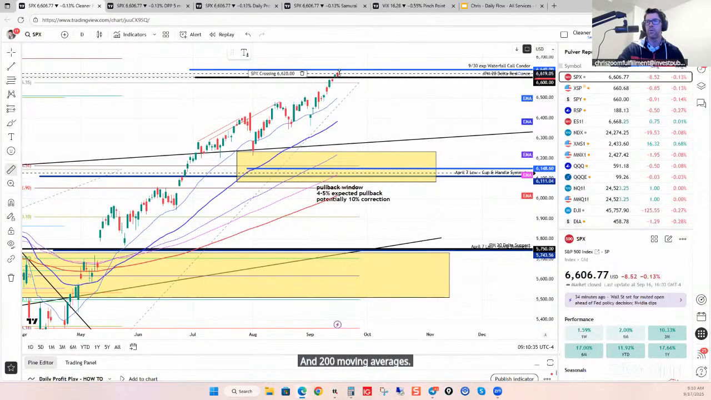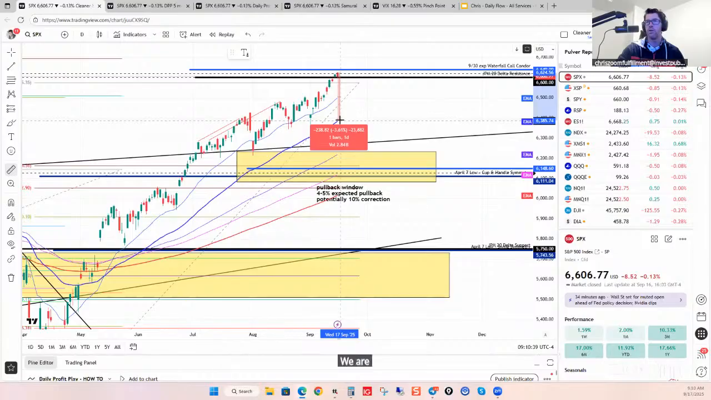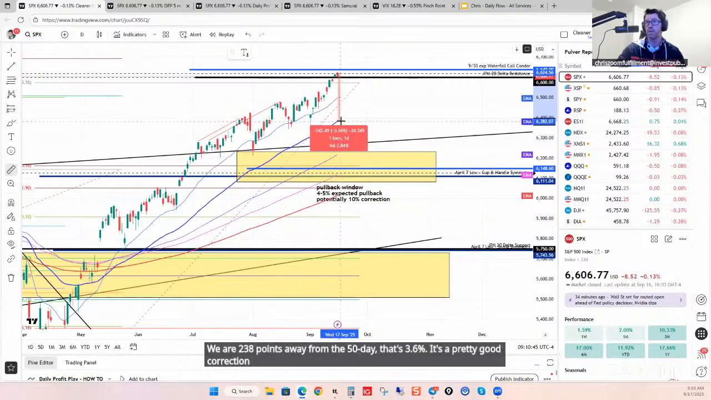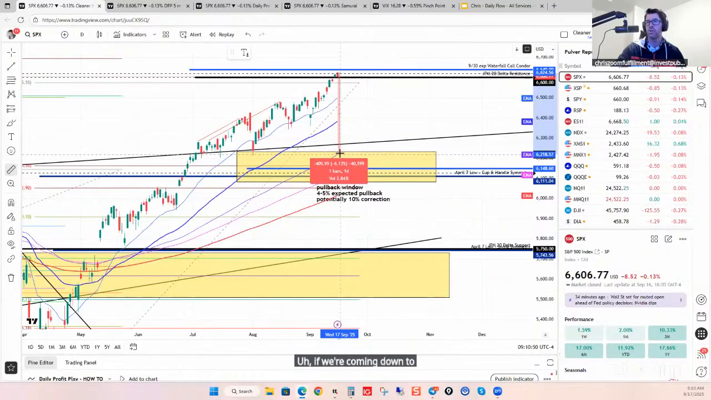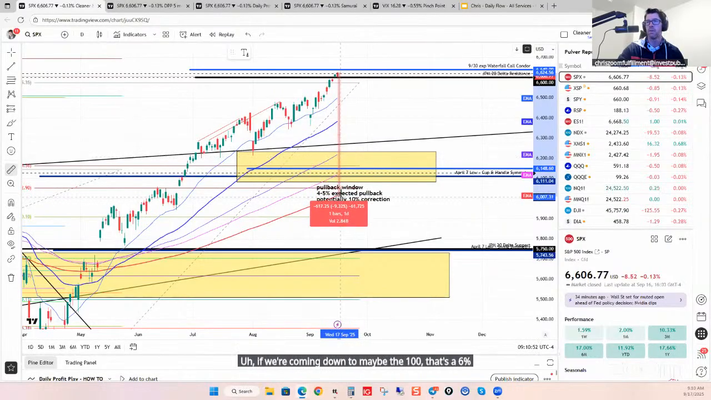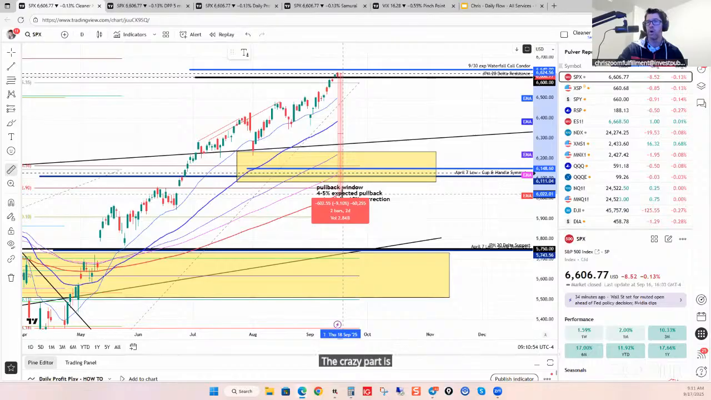Okay. So now at this stretch point, we are 238 points away from the 50-day. That's 3.6%. It's a pretty healthy correction if we get that. If we're coming down to maybe the 100, that's a 6% correction. The crazy part is coming down to test the 200 is 9%.